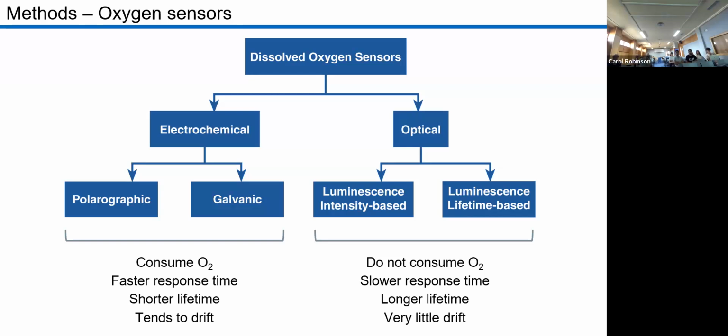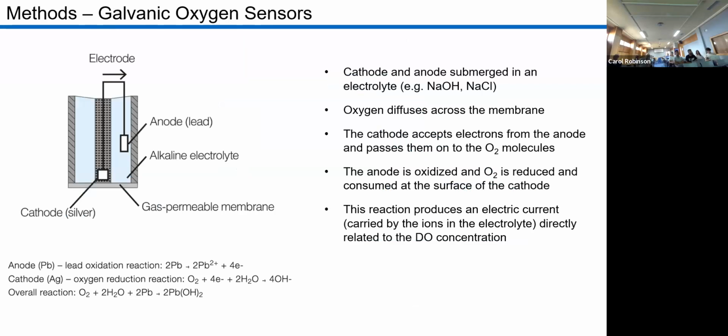So depending on your application, what we want to do, you will choose one or another type of sensor. For instance, if you want to perform an in vitro incubation with rapid change in dissolved oxygen concentration, you will probably have to use an electrochemical sensor. And in contrast, if you want to do long-term in situ measurements, it would be better to use an optical sensor. I will briefly describe each technique.